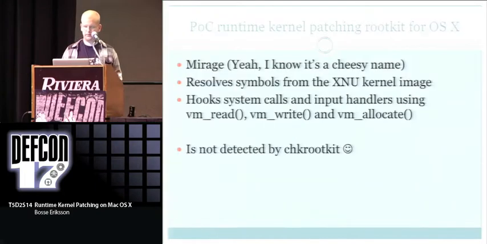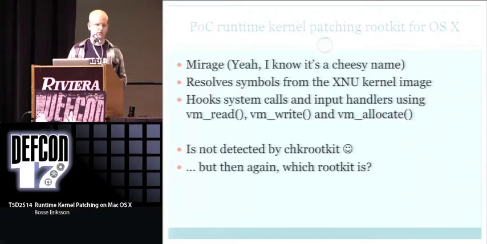So I'm going to show you a proof of concept rootkit I threw together for this. It's called Mirage. It's a cheesy name, I know, but it resolves symbols from the XNU kernel and hooks system calls using the named functions. It's not detected by chkrootkit, but I don't know any serious rootkit which is detected by chkrootkit.